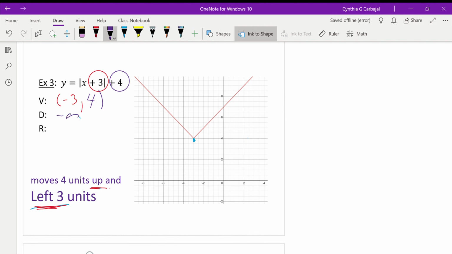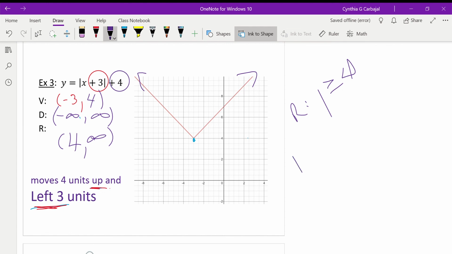Domain again is left to right. We go arrow to arrow, negative infinity to positive. Range is bottom to top. So how low does this go? It goes to the +4, and then it goes up, so infinity. We can write it like that, or we could write it as y is greater than or equal to 4. If this would be going down, then it would be less than. Okay? All right.